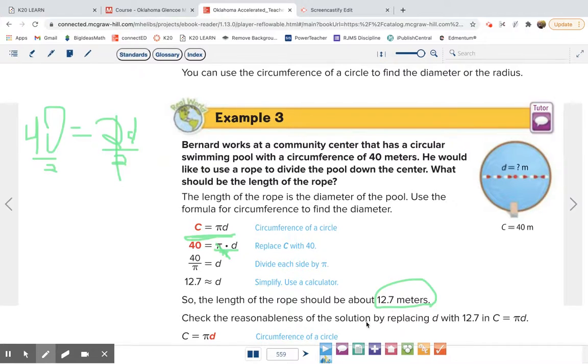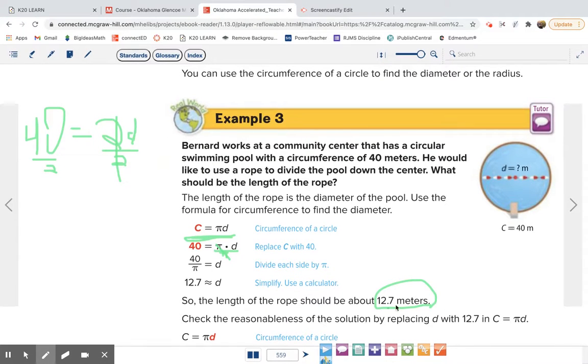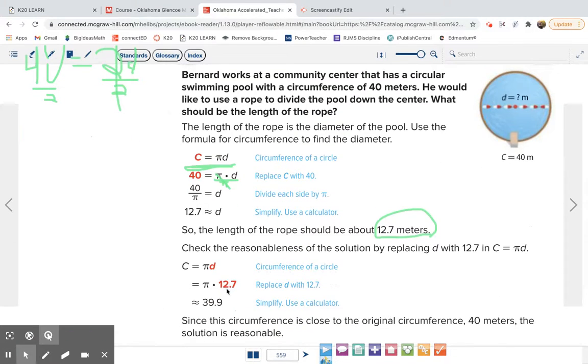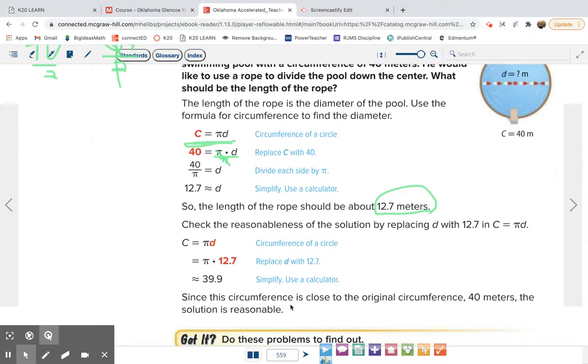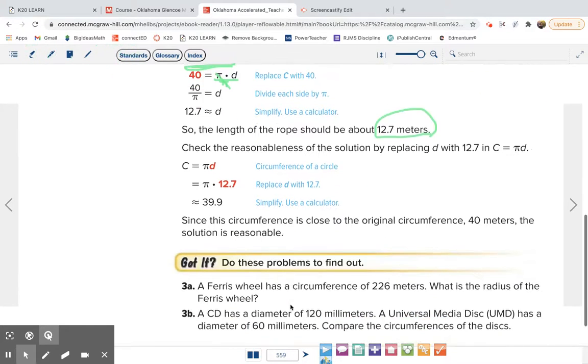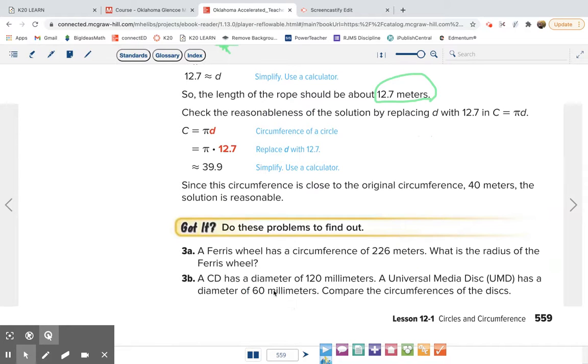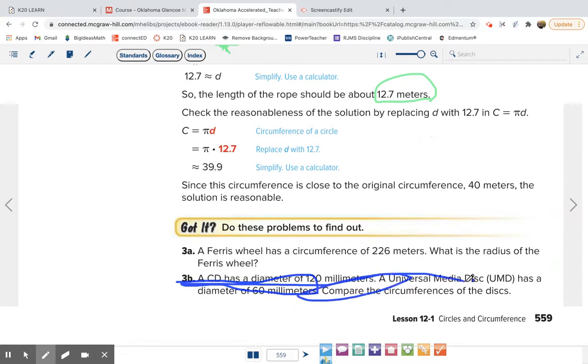So then it says, being that we estimated kind of by rounding, check and make sure that it works in the problem. So C equals pi d. If I plug in a diameter of 12.7, I get approximately 39.9, which is super close to 40. So we know our answer was good. It was reasonable. So I'm going to have you try, let's see. Let's do just 3A. I'm not going to make you do both of these. Try 3A. Pause the video, and then I will go over it with you.